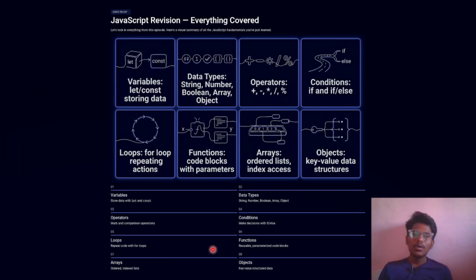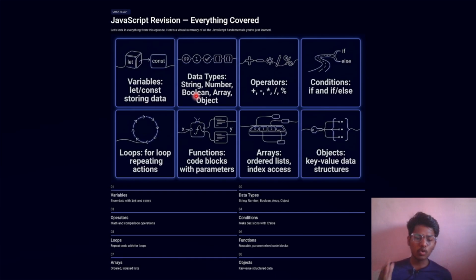Okay, quick revision. What we have discussed here. JavaScript revision, everything covered. We discussed variables, let, constant, storing data, how we can store data, and data types like string, numbers, boolean, array, objects. We also discussed operators like plus, minus, into, divided by, and modulus, and also conditions, if and else.